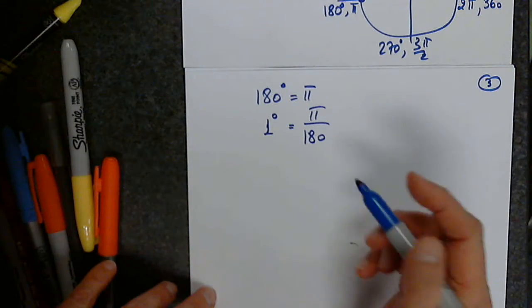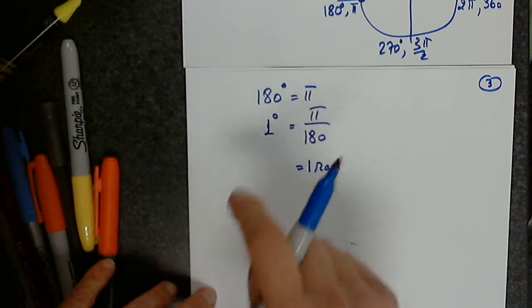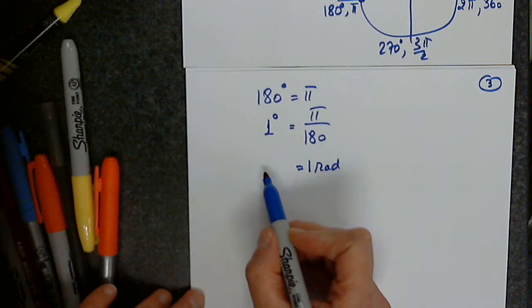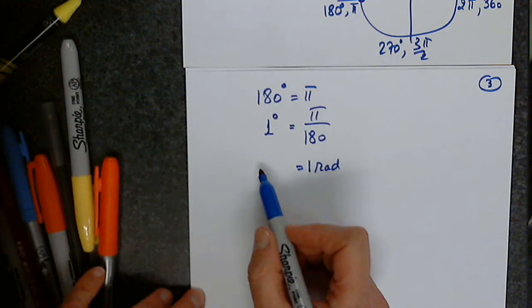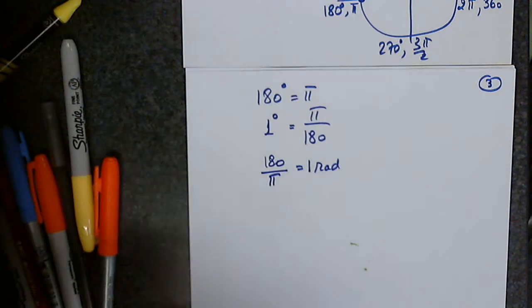What if I want this side now? I want 1 radian on this side. What should I do to both sides to see how much is 1 radian? Correct. So 180 divided by pi.